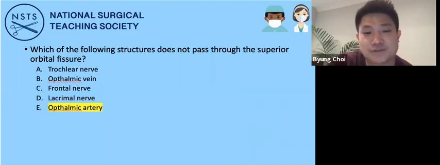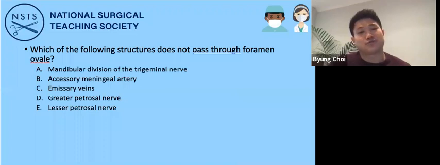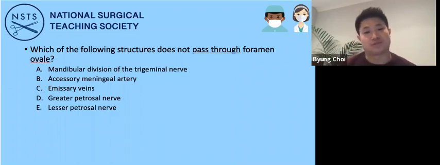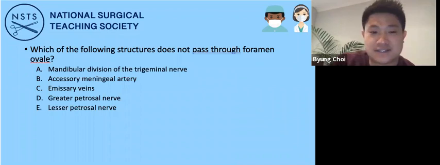Okay, so we'll move on to the next question. Which of the following structures does not pass through foramen ovale? A, mandibular division of the trigeminal nerve, B, accessory meningeal artery, C, emissary veins, D, greater petrosal nerve, and E, lesser petrosal nerve. So again, about 30 seconds for this one.